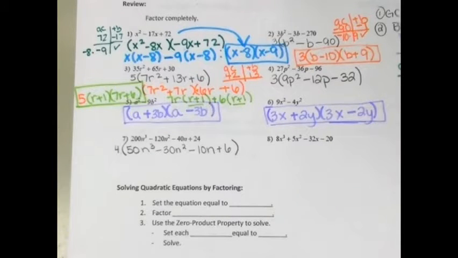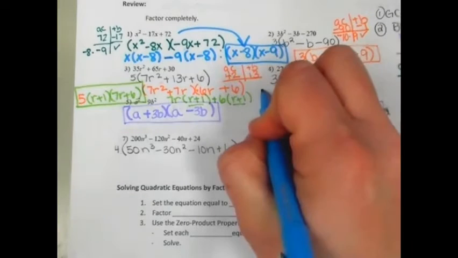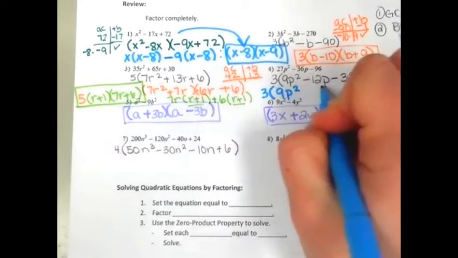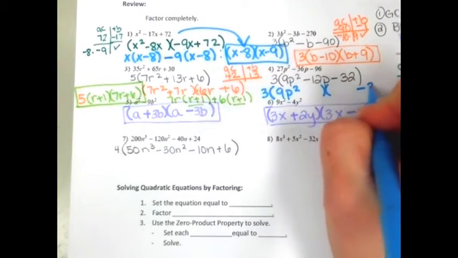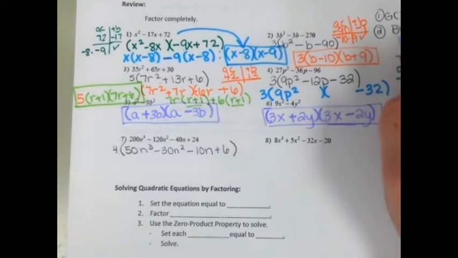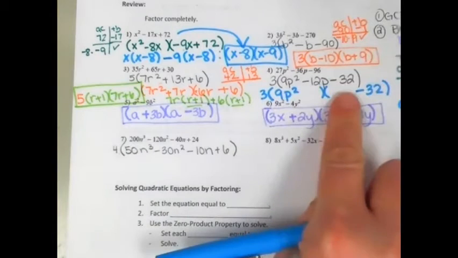Okay, so number 4 in this sentence, we have 9p squared minus 12p minus 3p, keep that 3 out in the front. I'm going to put 9p squared negative 32. All right, so my a times c here, 9 times negative 32.